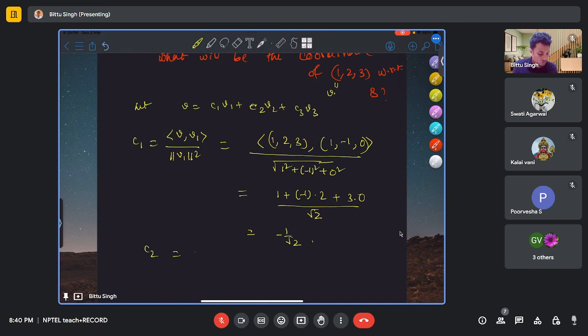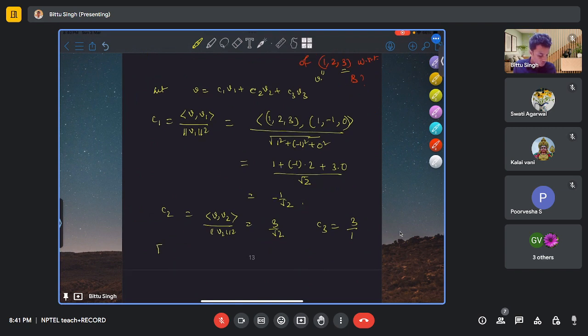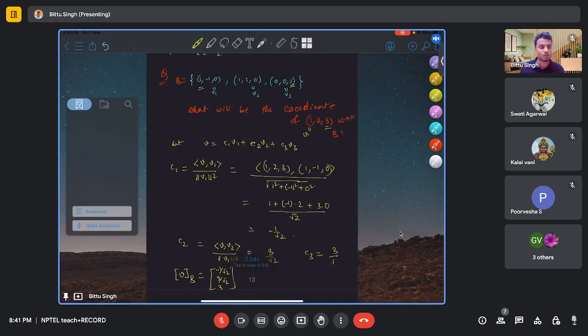Similarly, what will be c2? c2 will be v times v2 by norm of v2 square. In the same way, you can easily see that this is actually 3 by root 2, right? And what will be c3? c3 is the same as, we need to multiply this one with the last entry. So this will be 3. And in this case, the norm is the square root of 1 square only, so norm is 1. So from here, you can see that with respect to the basis B, the coordinate of this vector v is: first entry minus 1 by root 2, second entry 3 by root 2, and the third entry is 3. So you can see that it is much easier. Calculation with an orthonormal or orthogonal basis is very easy.